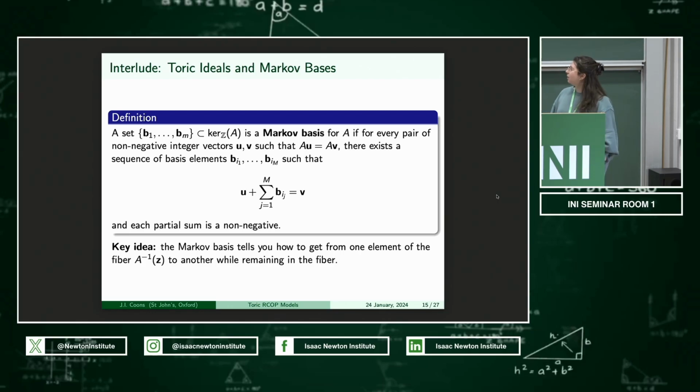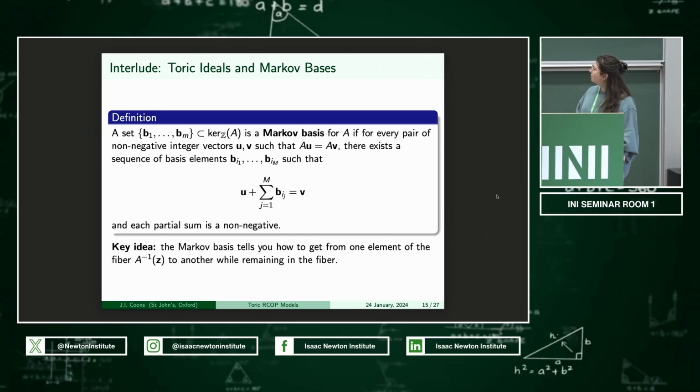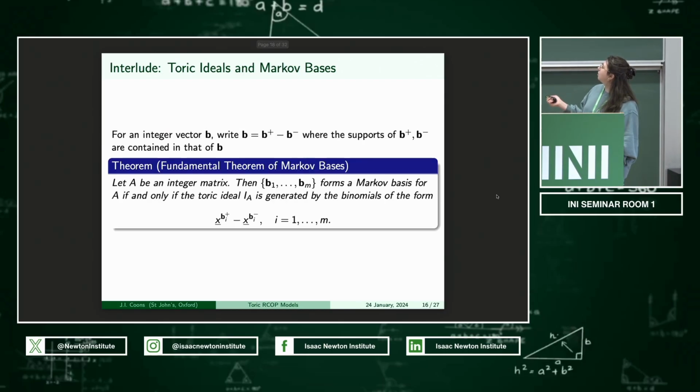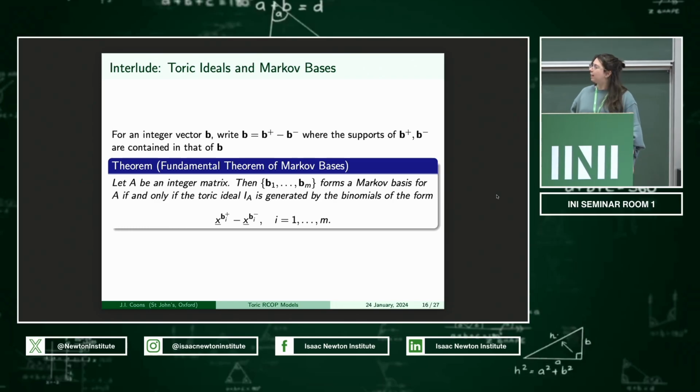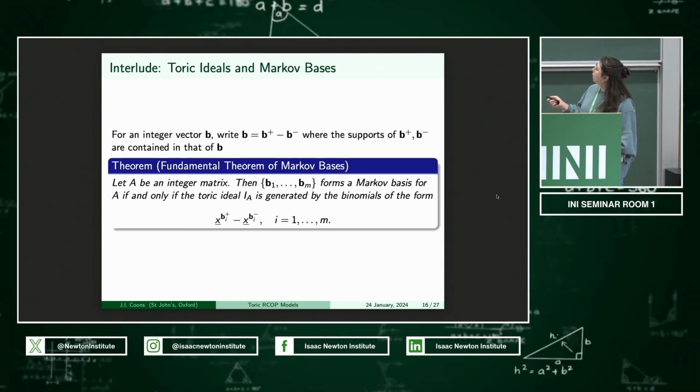And these are used in statistics, and are connected to toric ideals through the so-called fundamental theorem of Markov bases, which is that a list of vectors in the integer kernel of your matrix forms a Markov basis if and only if the binomials that I get from these generate the toric ideal.